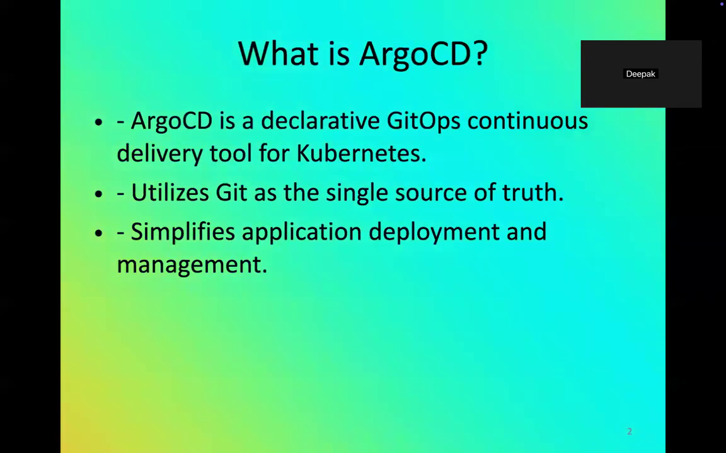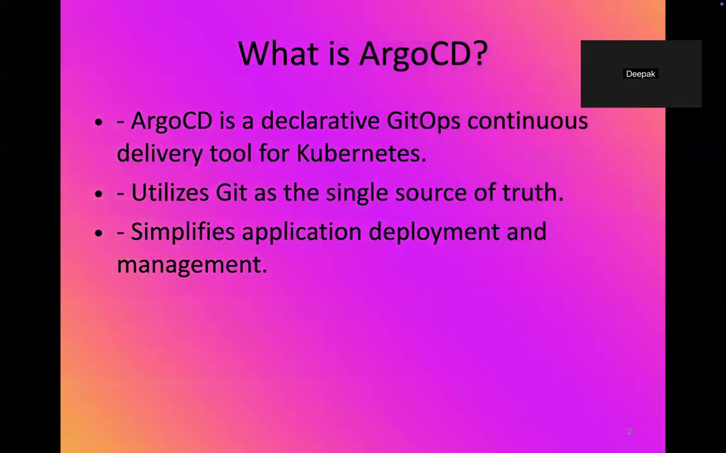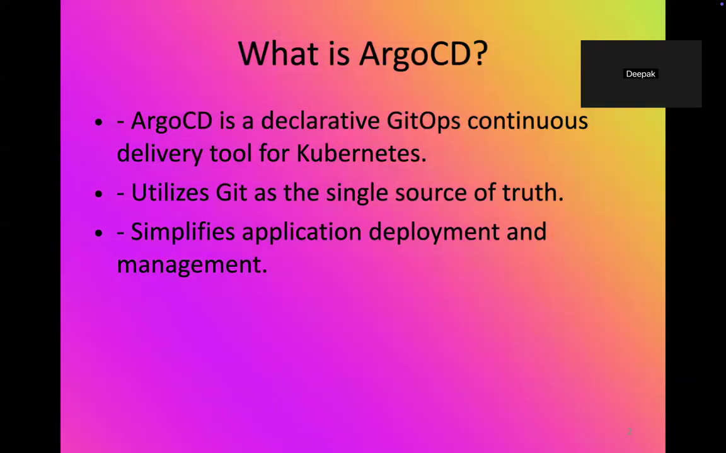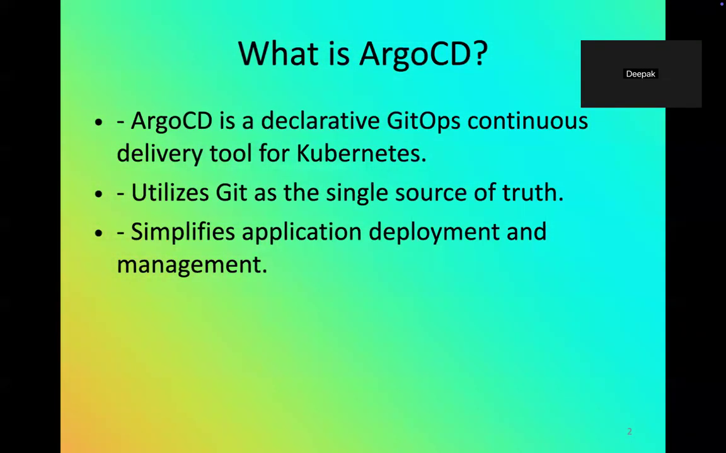And it's very helpful when you are doing application deployment. So utilize Git as a single source of truth. Through Git, you can deploy your applications instead of going manual, instead of going to some other tools. Git is an essential tool and is completely open source. So you can manage that, and it also simplifies application deployment and management.